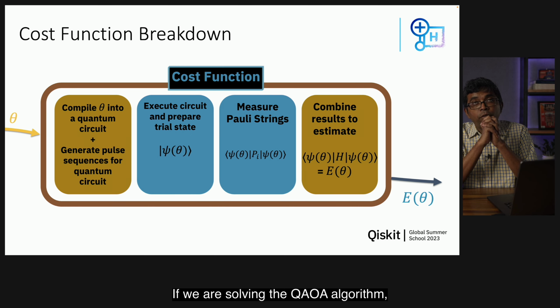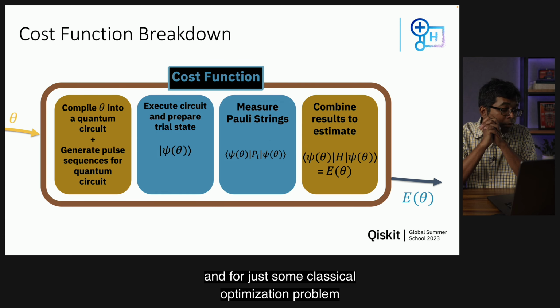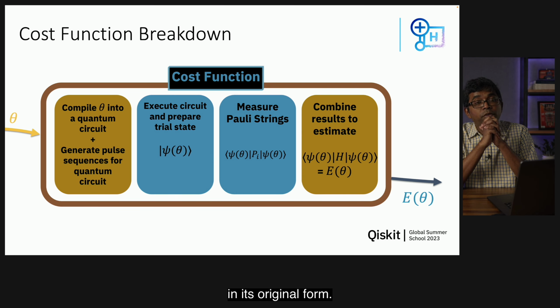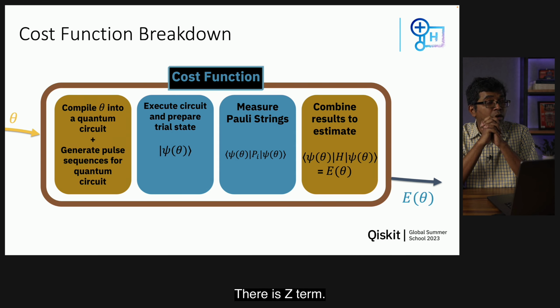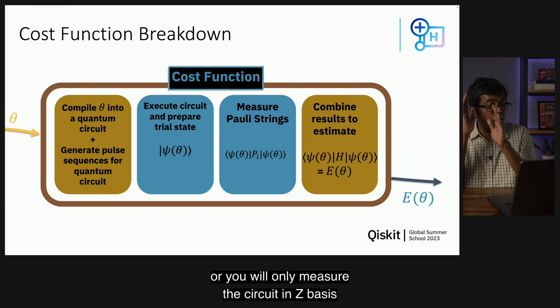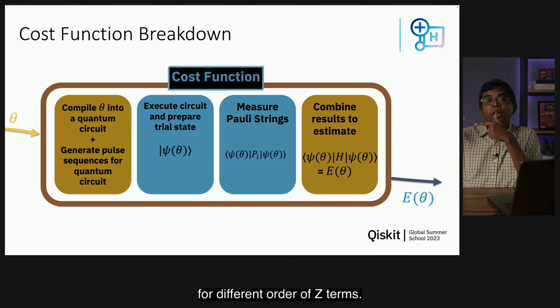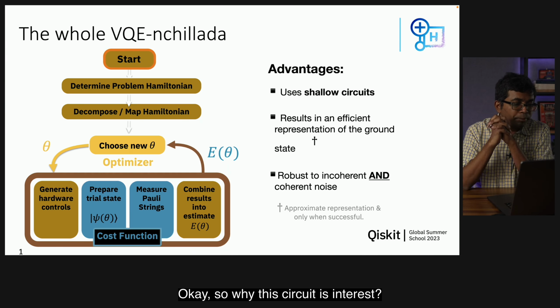If you are solving with the QAOA algorithm, the quantum approximate optimization algorithm, for some classical optimization problem in its original form, traditionally you will see there are only z interactions. There are z terms, and there are no x or y terms, which means you will only measure the circuit in the z basis, and then do all the post-processing for the different orders of z terms. All right. Okay.